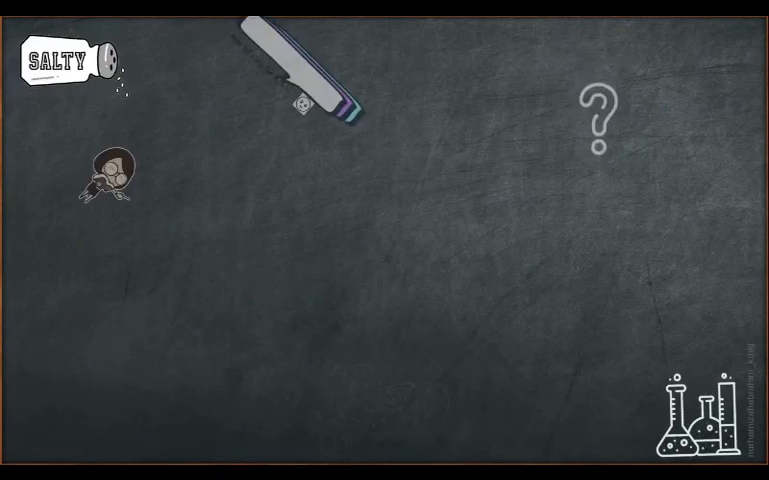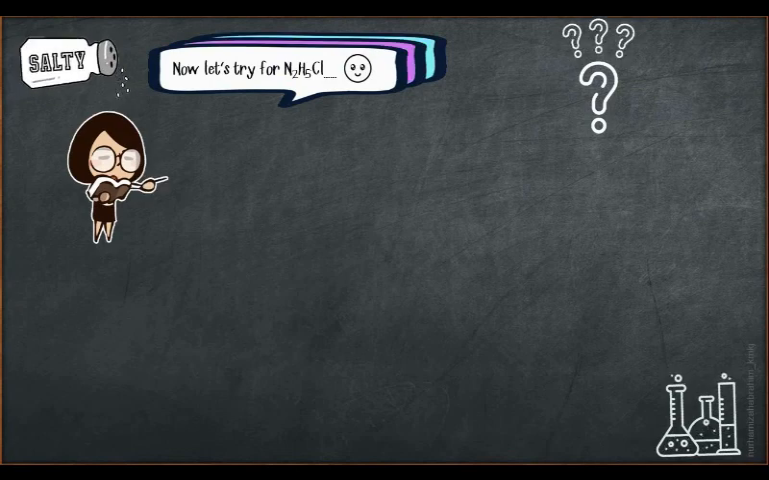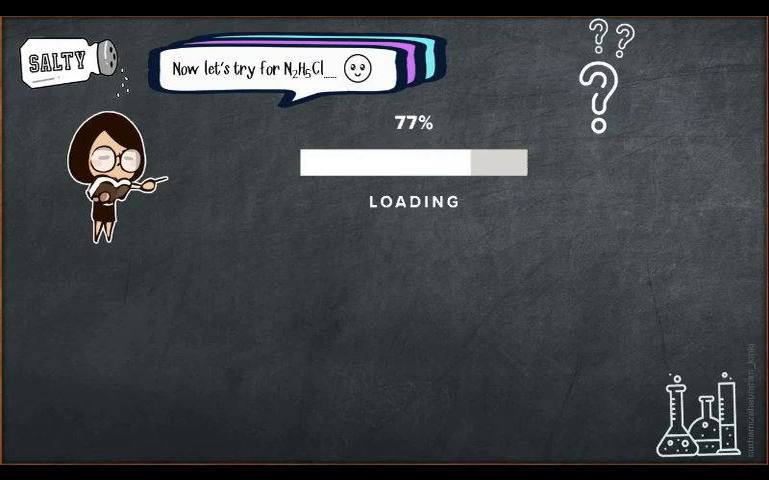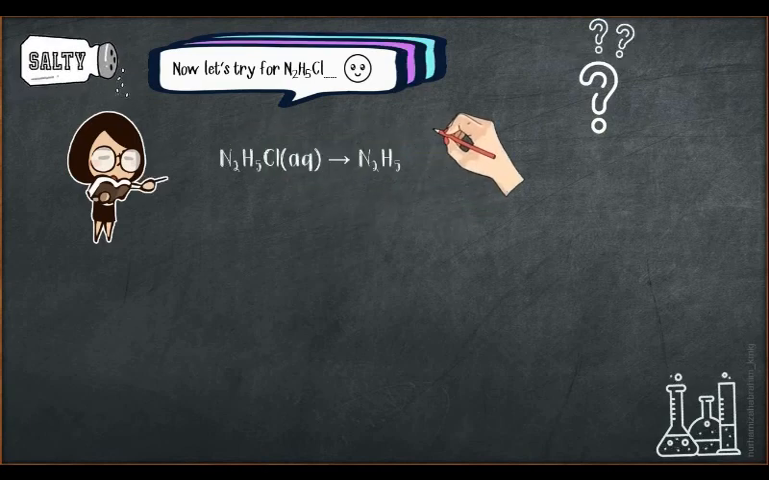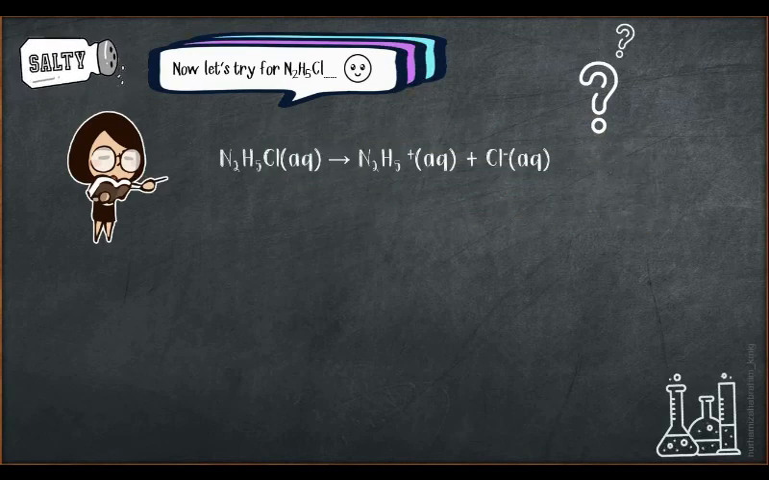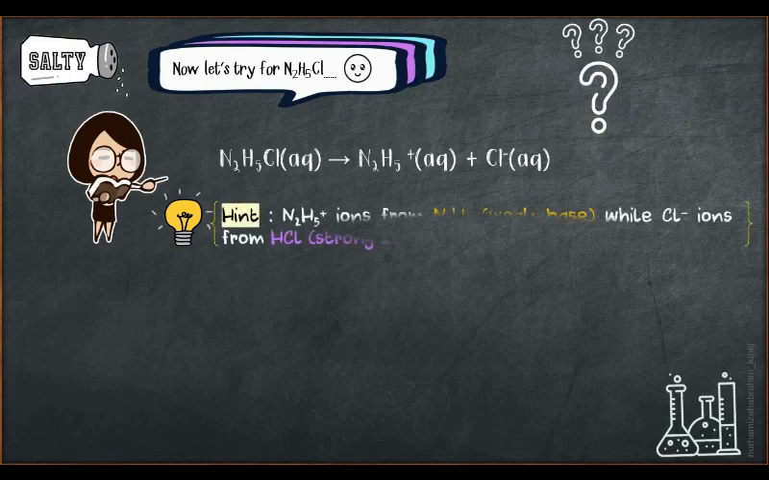Now you try the salt hydrazinium chloride, N2H5Cl. Firstly, write the dissociation equation for hydrazinium chloride. Hydrazinium chloride, when dissociated in water, will produce hydrazinium ion, N2H5+, and chloride ion, Cl-. Some hints: hydrazinium ion is from hydrazine, which is a weak base, while chloride ion is from hydrochloric acid, which is a strong acid.